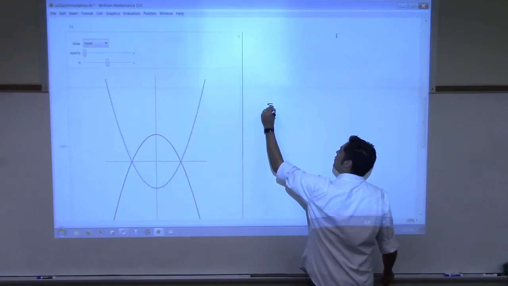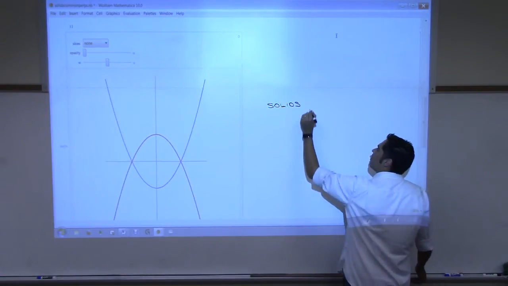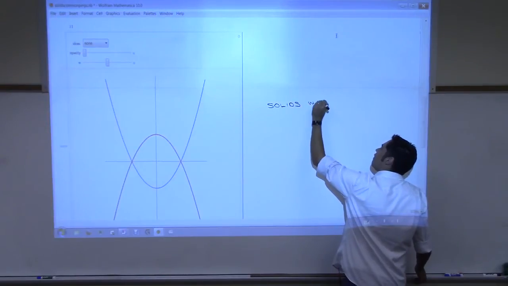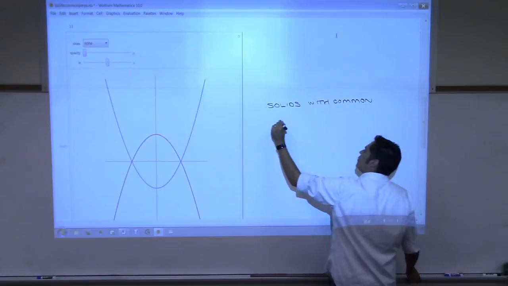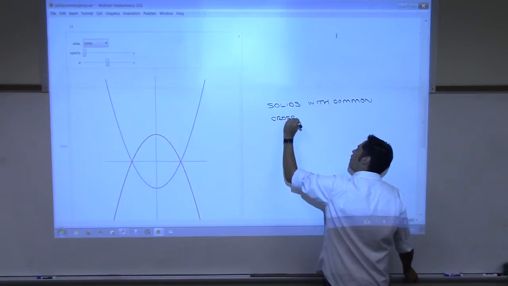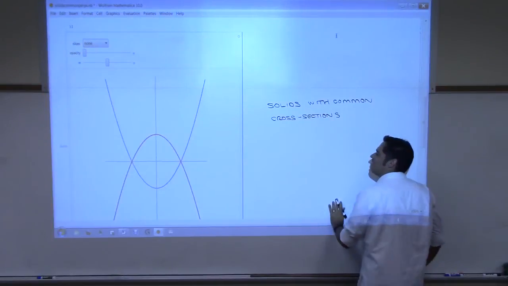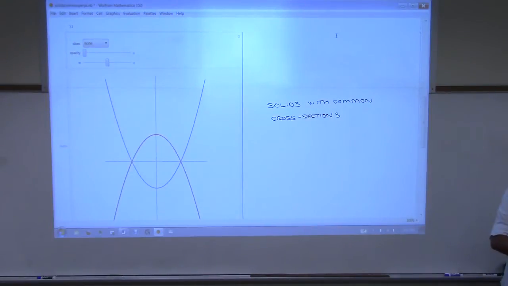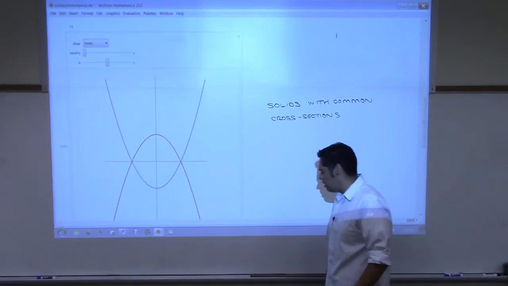This is solids with common cross sections. Solids with common cross sections.